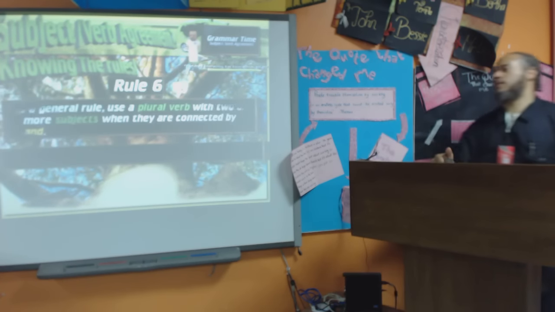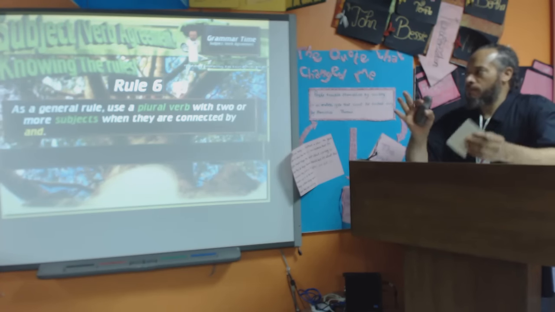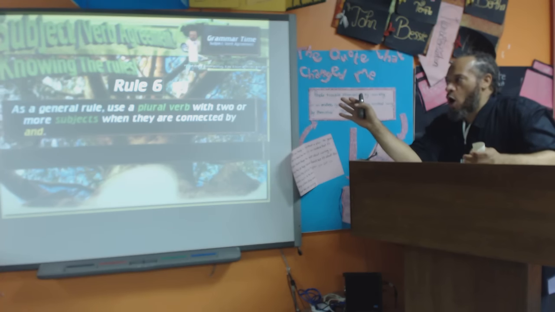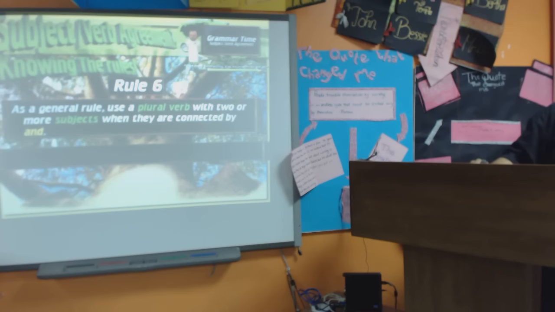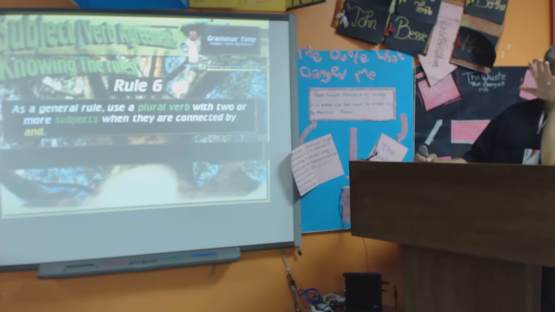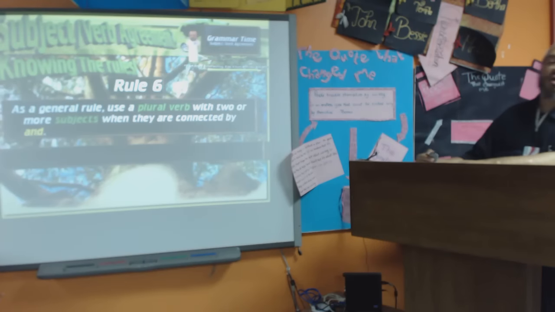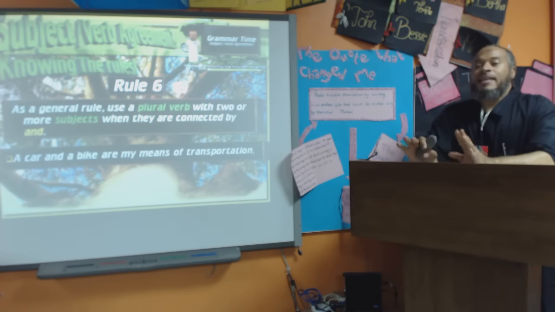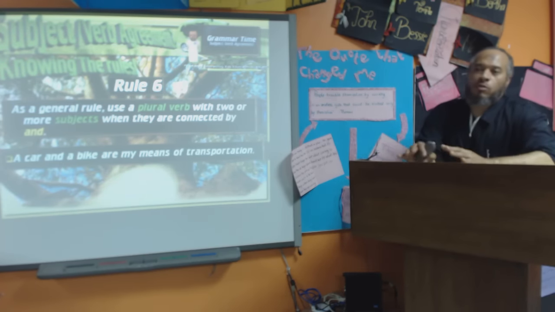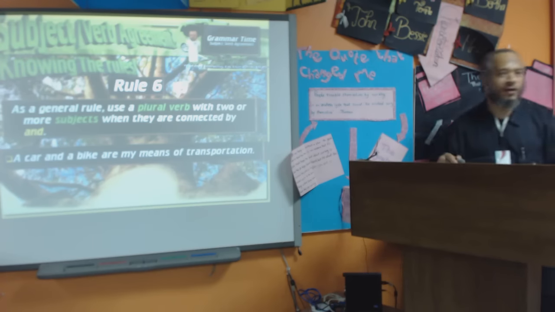Rule number six. As a general rule, use a plural subject when two or more subjects are connected by and. I think a group had that one. Who had the and rule? You had the and rule too? Okay, there it is. So we all know the and rule, well, some of us know the and rule. This is a general rule: when two or more subjects are connected by and, plural verb. It's not even something you have to think about, it's plural.